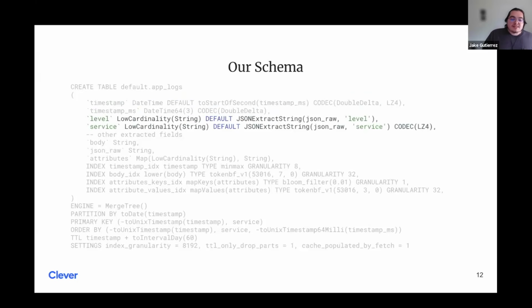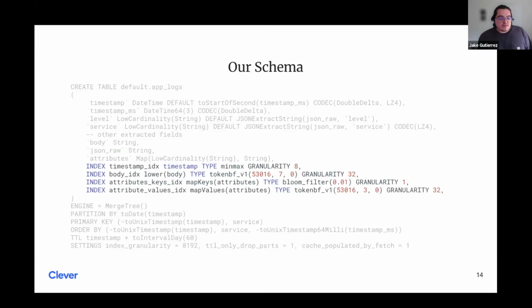Next, we extract some of our fields from a log, such as level and service. And these are very commonly queried fields we found. So we extract them from a JSON string. And as you can see here, we actually went with a hybrid approach in terms of storing the logs. So we store the fields of the log as a JSON string and a map. So in the attributes map, we store anything that's not extracted. So you won't see the level or service attributes in this map.